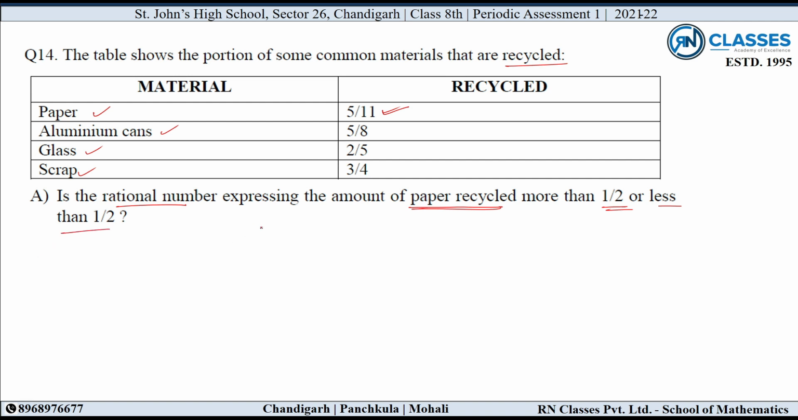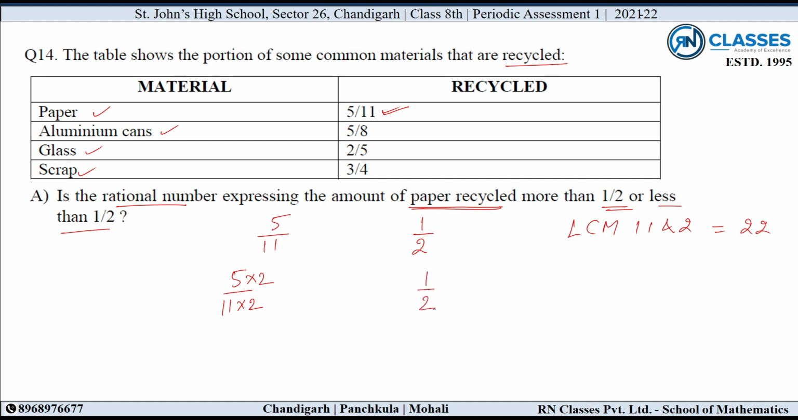Okay. Now, the rational number expressing paper recycled is 5 by 11. Now you have to tell, is it more than 1 by 2 or less than 1 by 2? You have to prove it. Okay, means दोनों को compare करना है. Means we have to make the denominator same first. That is the first task. Take the LCM. LCM of 11 and 2. What it would be? 22. Such a simple thing. Means 5 by 11, denominator you have to make 22. Multiplied by 2. Numerator also you have to multiply with 2.